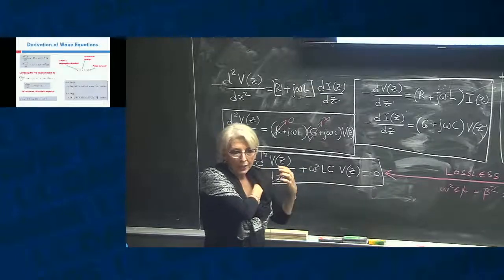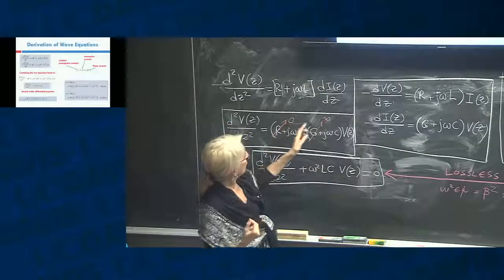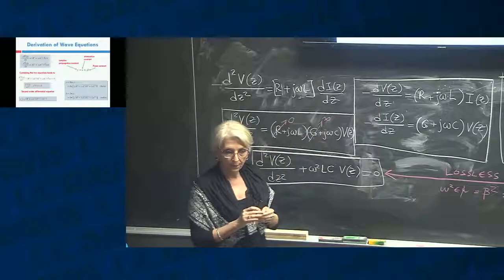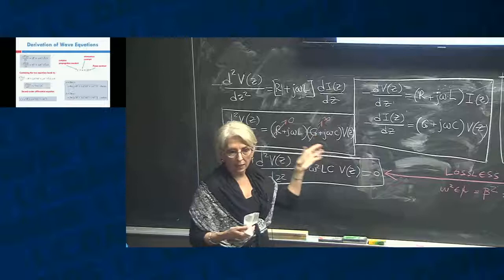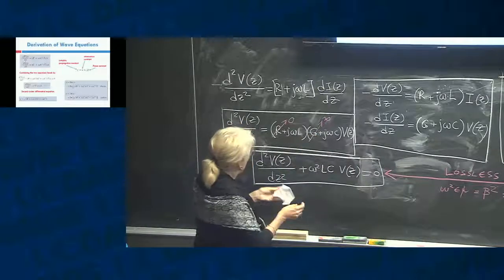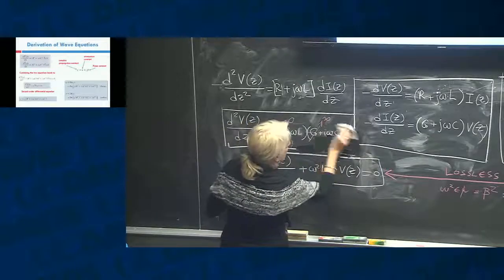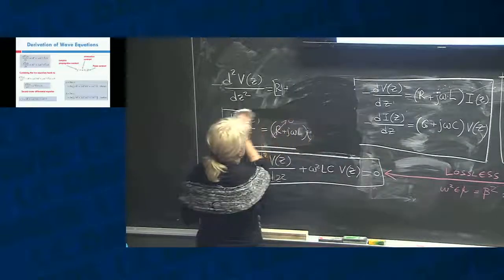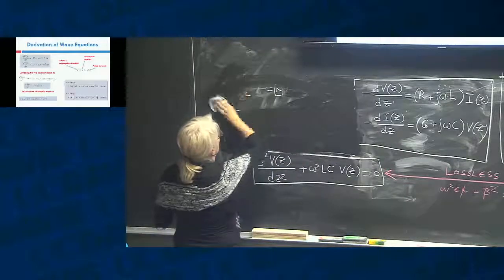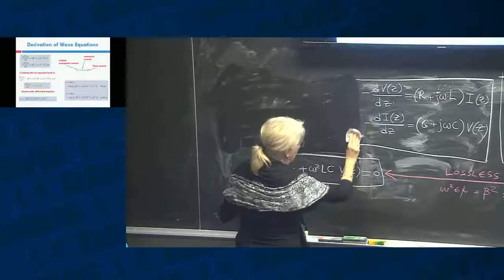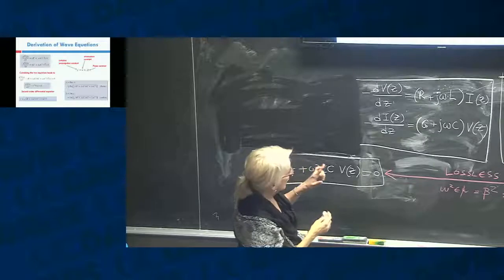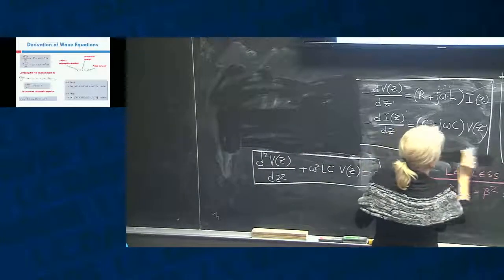If you were to do the derivations again, you would find here that it's only a j omega C. It's not exactly a mathematical thing. All right, so I will keep these two. All right. And I will still be in a lossless case.